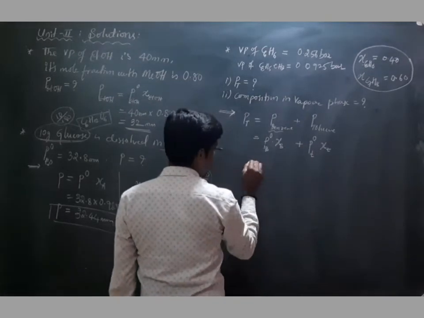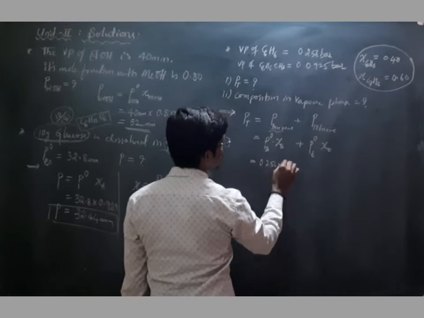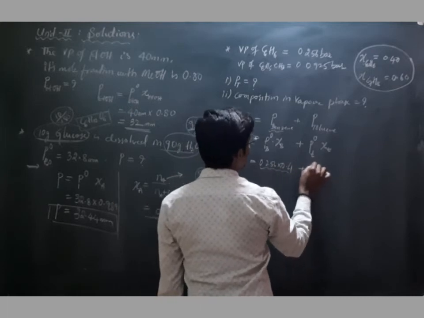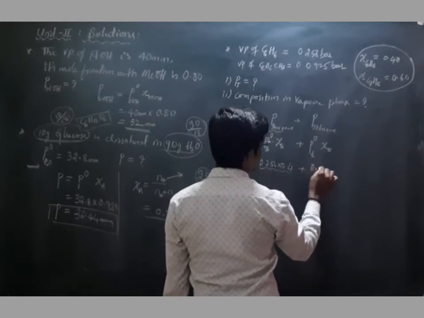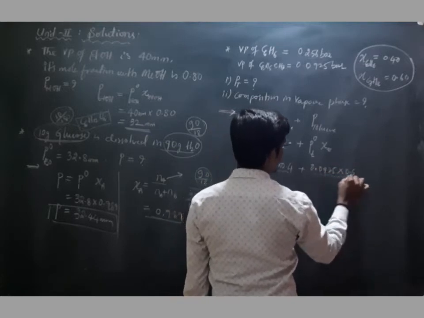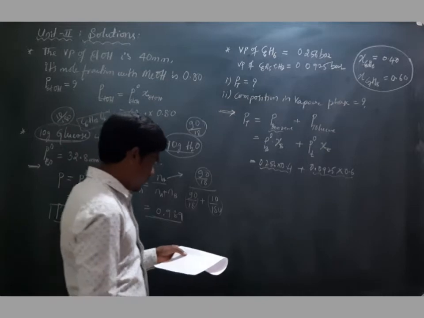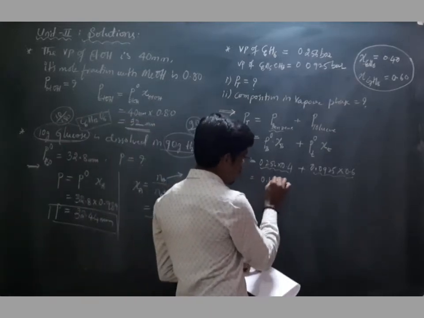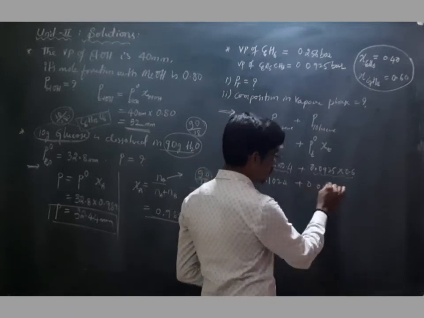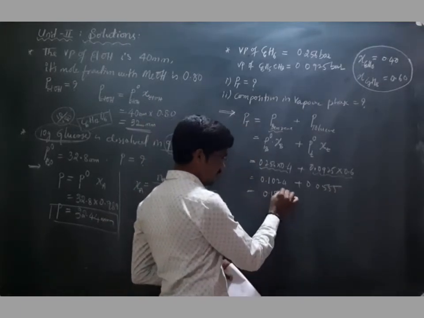Substitute and simplify. P naught B, 0.256, into XB value 0.4. This is the partial pressure of benzene, plus the mole fraction of toluene and its vapor pressure, 0.0925 into 0.6. This is for toluene. So multiply and simplify. Here its value is 0.1024 plus the next value 0.0555. So the final answer is 0.158 bar.